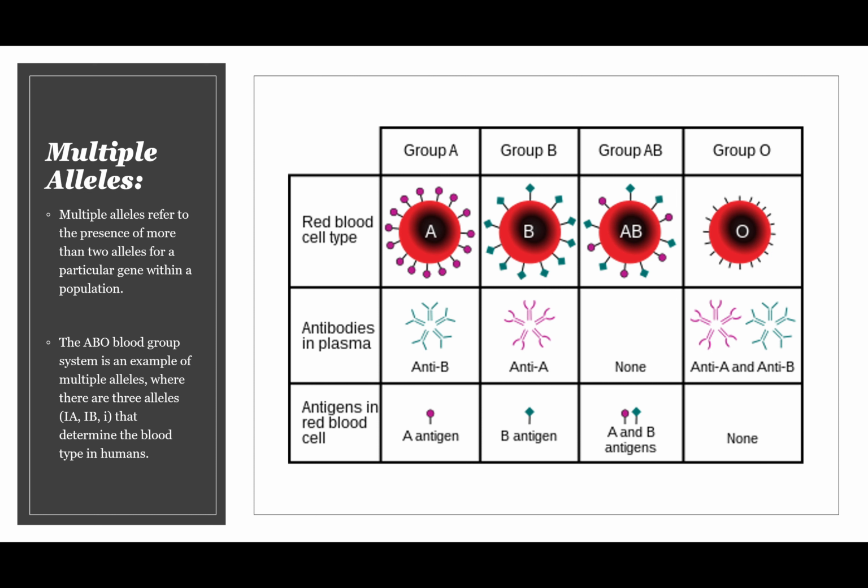All right. So we have group A and group B. When group A and group B combine, they give us co-dominance. And there is a case where we just have none. So that's group O.